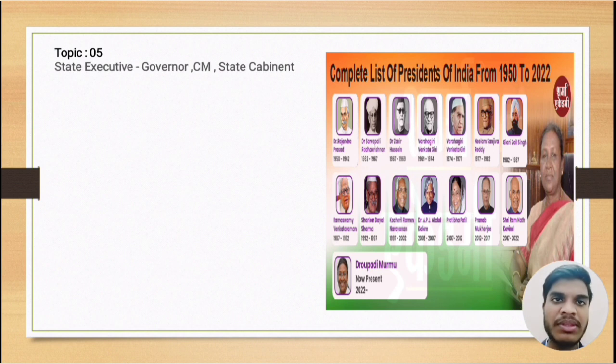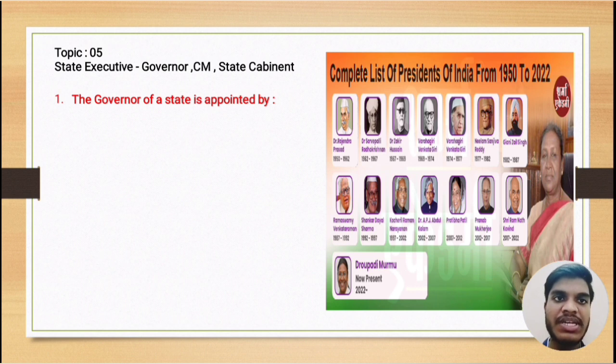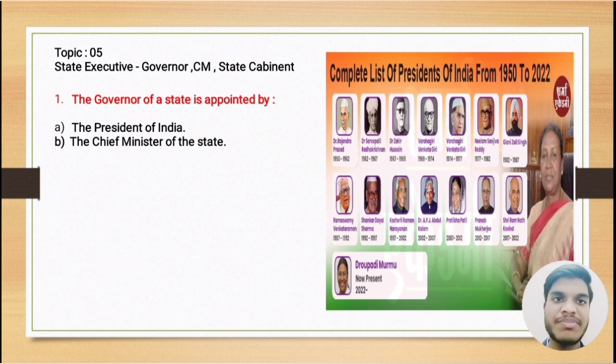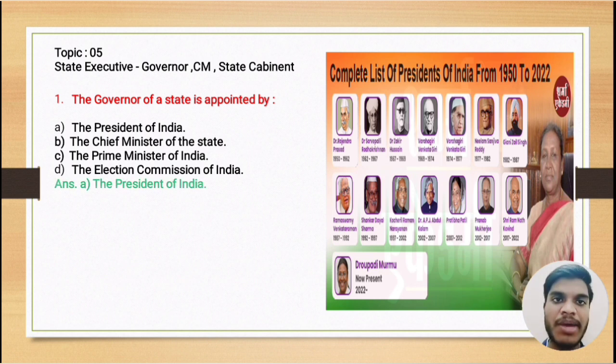Next topic, that is Governor, Chief Minister and State Cabinet. First question, the Governor of a state is appointed by option A, the President of India, option B, the Chief Minister of State, option C, the Prime Minister of India, option D, the Election Commission of India. And the answer is option A, the President of India.